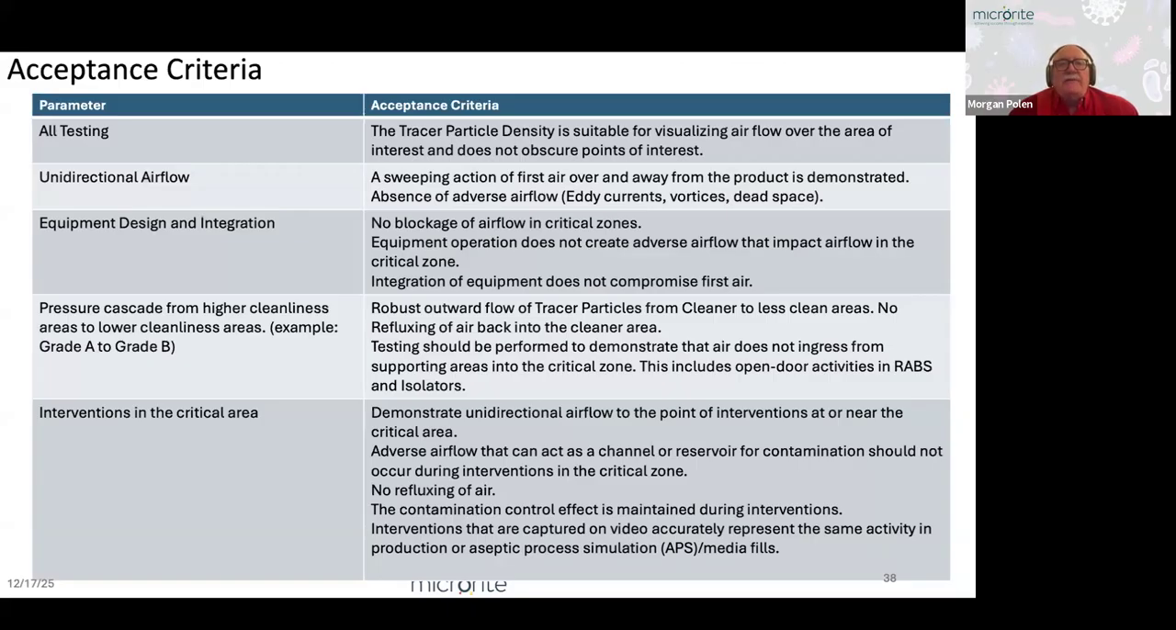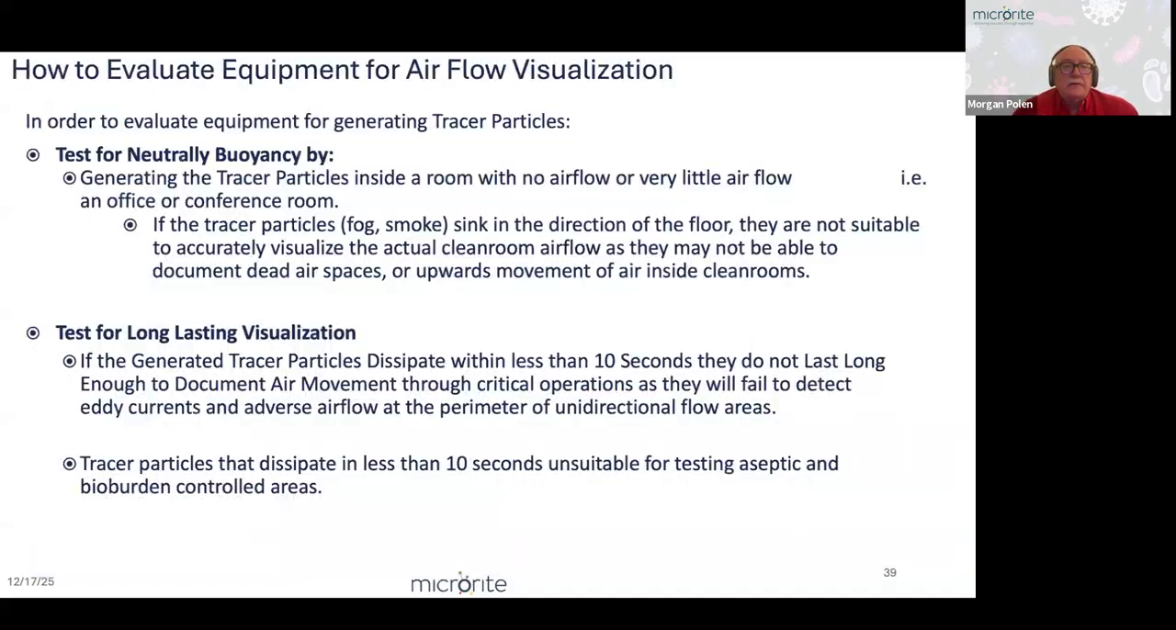When it comes to equipment design, the equipment shouldn't block the airflow patterns, as well as in the critical zone. And the integration of equipment does not compromise first air. There should be a suitable pressure cascade from higher cleanliness to less clean areas. And when we're doing our interventions, the intervention should demonstrate unidirectional airflow to the point of the intervention at or near the critical area. And adverse airflow shouldn't act as a channel or reservoir for contamination. There should be no refluxing.